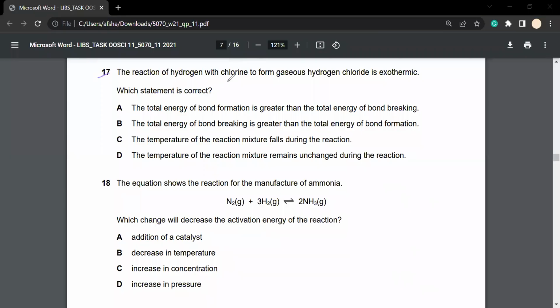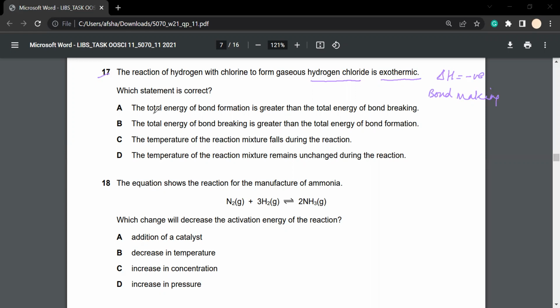Question number 17 is again related to exothermic and endothermic reactions. The reaction of hydrogen with chlorine to form gaseous hydrogen chloride is an exothermic reaction. And exothermic reactions are denoted with a delta H minus sign. ठीक है, सो माइनस साइन मीन दे आर एक्सोथर्मिक इन नेचर. और अभी हम लास्ट क्वेश्चन में पढ़ चुके हैं कि जब भी बॉन्ड मेकिंग होती है, whenever the bond making takes place, they are considered as an exothermic reaction.